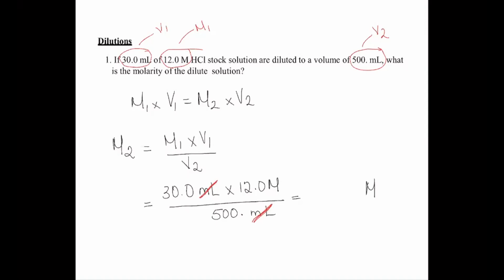What is the new molarity if I round it to 3 significant figures? Excellent job, you guys. 0.720 molar of HCl, which is the chemical that we are talking about. Any questions on dilution equations?